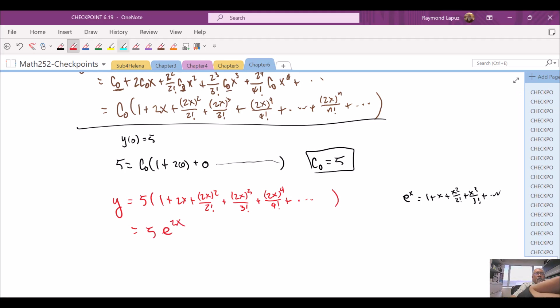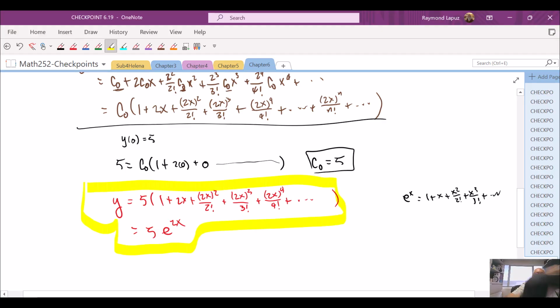Okay, that's it. That's how you solve a differential equation using power series, and we're even able to relate it to a closed form function that would have been our solution.